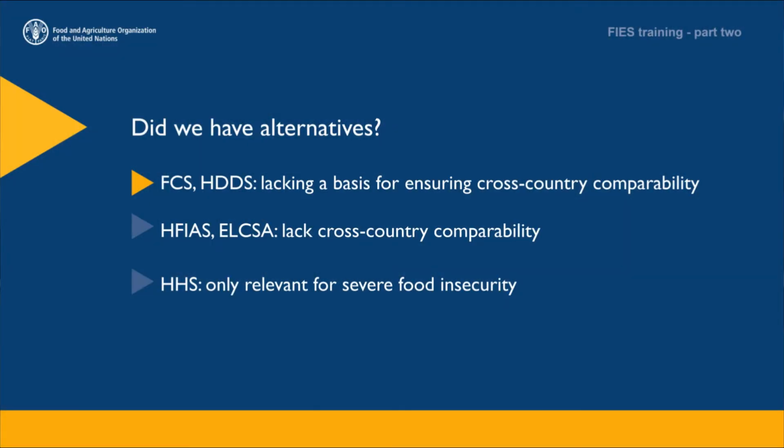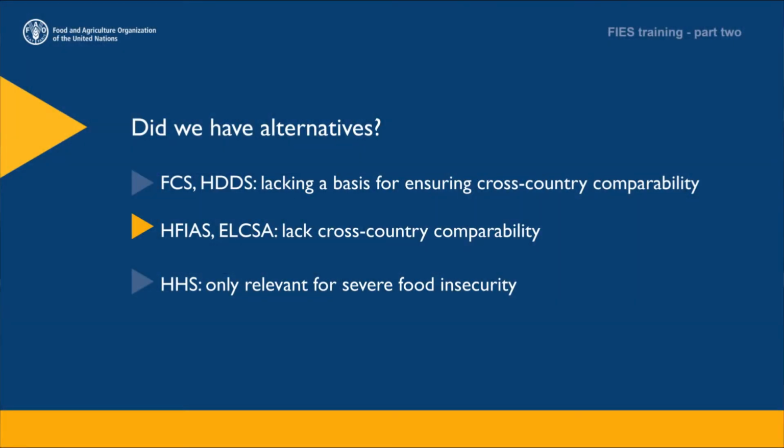Because, for example, the food consumption score or the household dietary diversity score did not present a basis for ensuring cross-country comparability. And also, it is questionable whether or not you could use them in different contexts, because there was not enough experience. Both the food consumption score by WFP and the household dietary diversity score had been used mostly in the context of poor communities of developing countries.